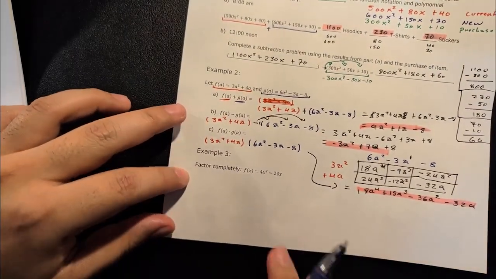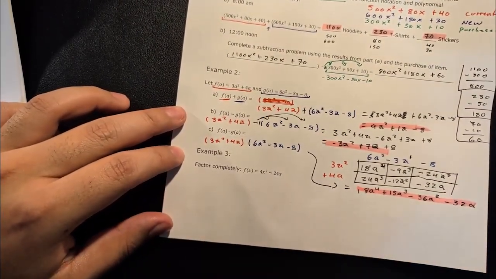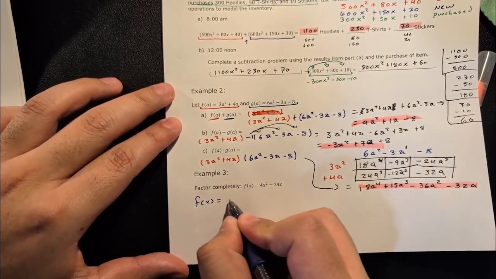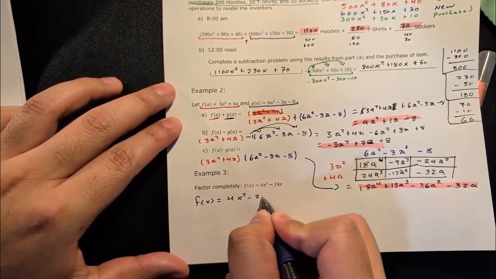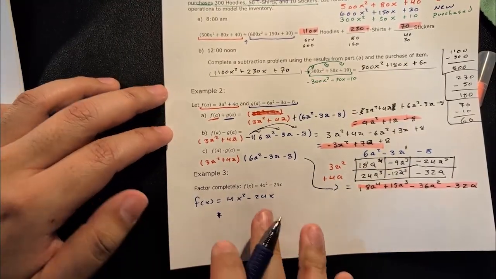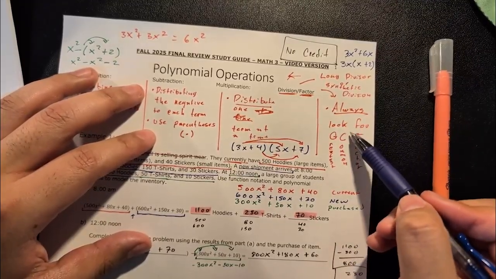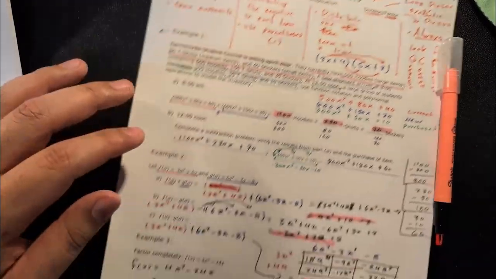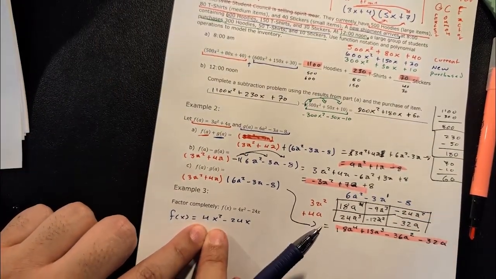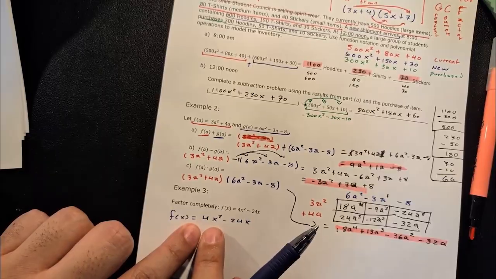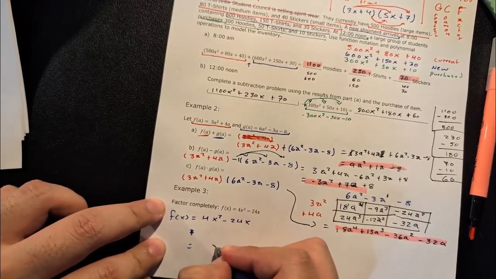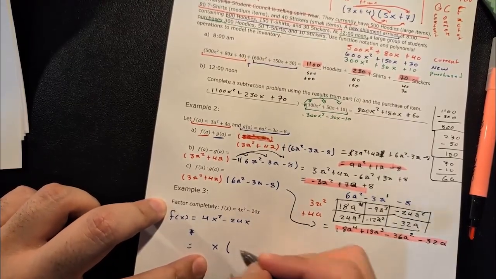Okay, looking at number 3, we want to completely factor this expression. So we have f of x is equal to 4x squared minus 24x. Okay, so remember when we're factoring, we want to always look for our GCF first. So what that means is our greatest common factor, or something that goes into the first term and the second term. Here we have an x squared, and this one we have an x. So we know automatically we can factor out an x.